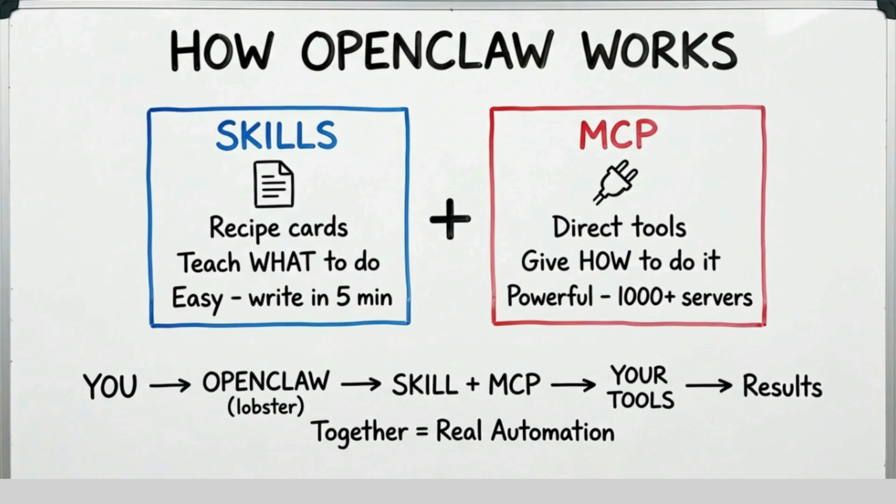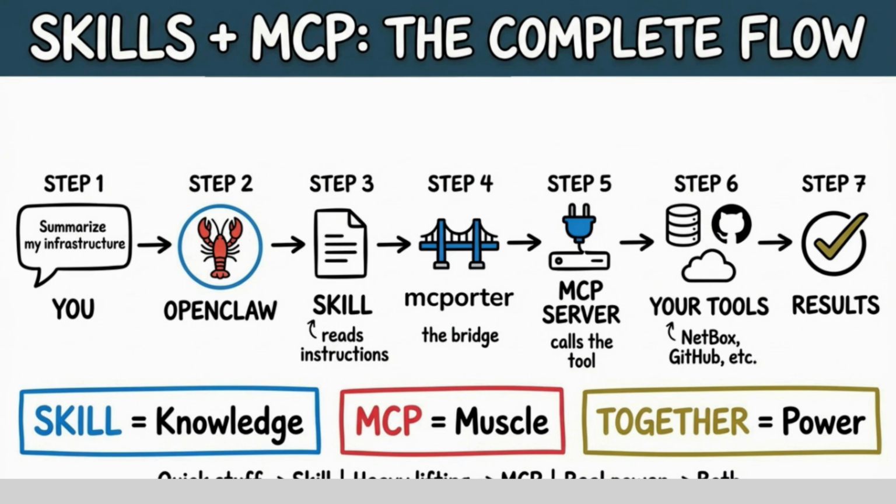Now here is the interesting part. You don't have to choose between skills and MCP. You can use either one by itself, or you can combine them. That's where something called MCP Porter comes in. Think of MCP Porter as a bridge. It connects an MCP server to OpenClaw, but OpenClaw doesn't automatically know that MCP Porter exists. So you write a skill that teaches the AI about it.